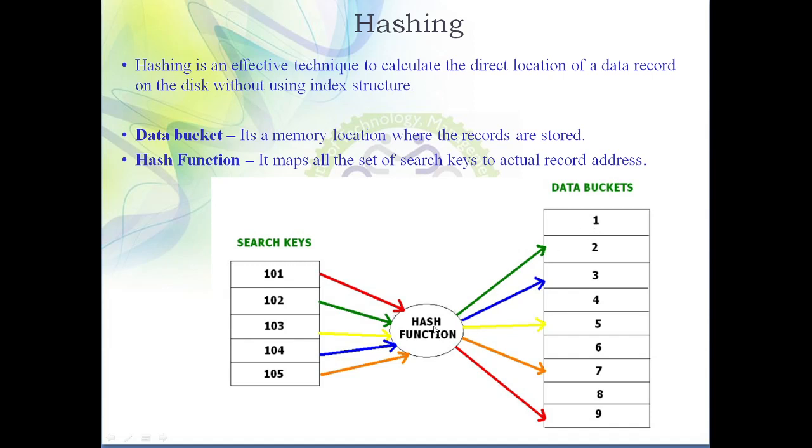A hash function is an algorithm, a function which helps to map a search key to a bucket. So in hashing we are going to make use of the concept of a hash function. So this is the concept of hashing. The main benefit of hashing over indexing is that there is no need to search any index file; the hash function directly maps the search key to the actual location where your record resides.